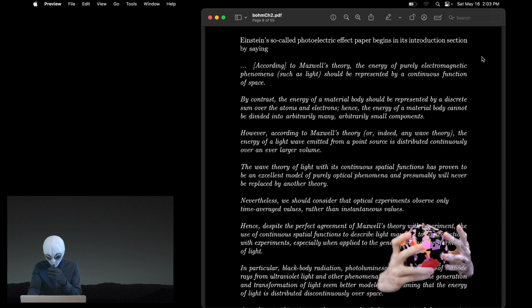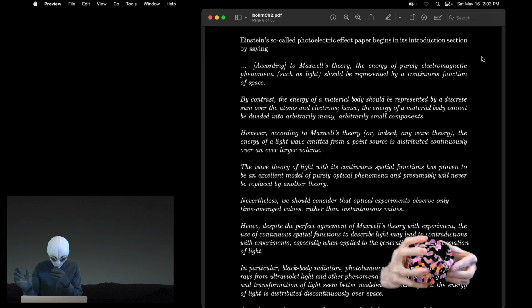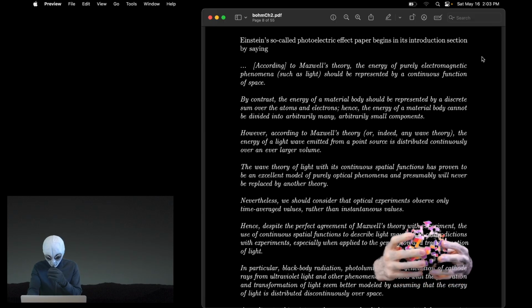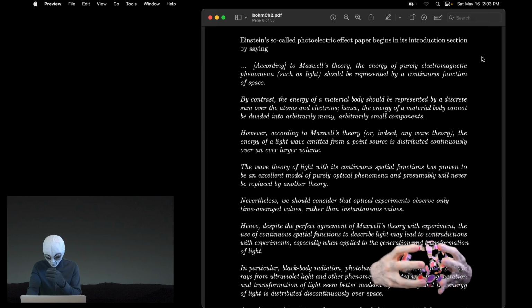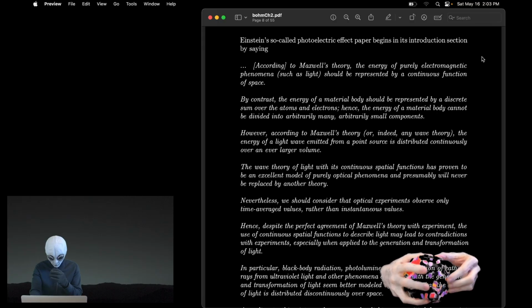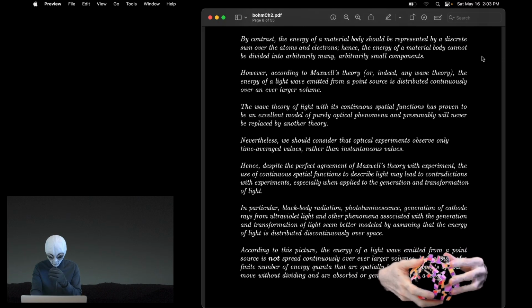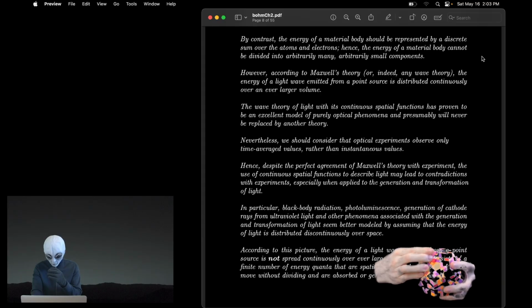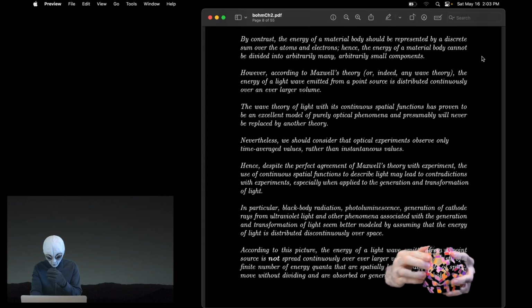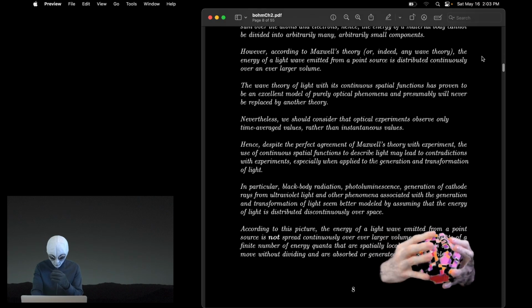However, according to Maxwell's theory, or indeed any wave theory, the energy of a light wave emitted from a point source is distributed continuously over an ever larger volume. The wave theory of light with its continuous spatial functions has proven to be an excellent model of purely optical phenomena, and presumably will never be replaced by another theory.